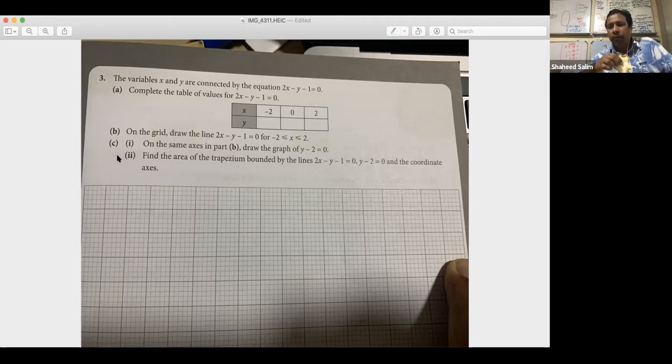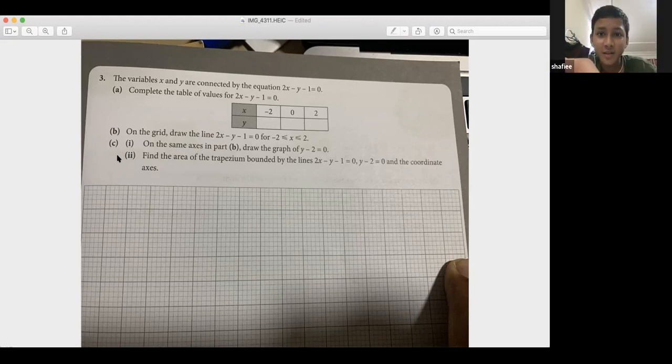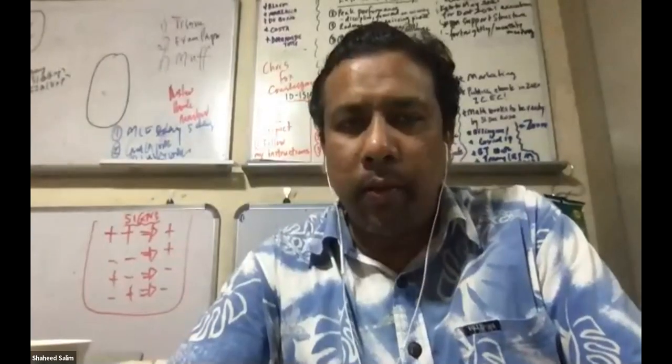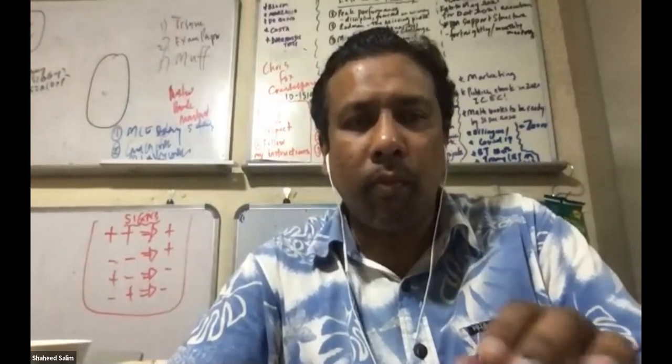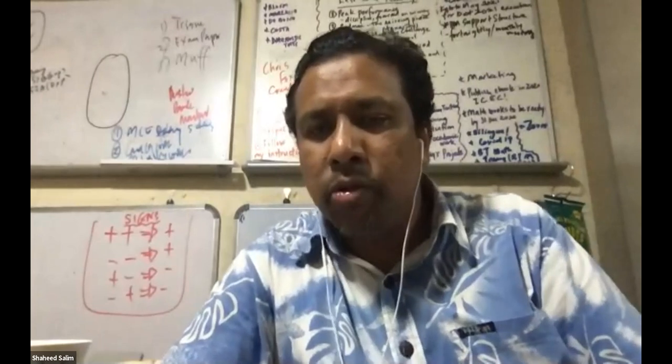Ryan, have you drawn? Need to do all questions? No, just A and B. Have you drawn? Can I see? Can you show me what you have drawn? Ryan, wait, hold on. Oh, you have not drawn, Ryan. Draw first. Draw the graph. Shafi, can you show me what you've drawn?